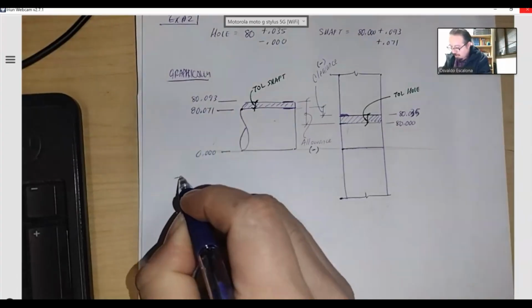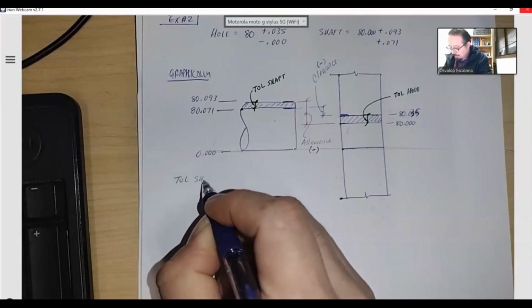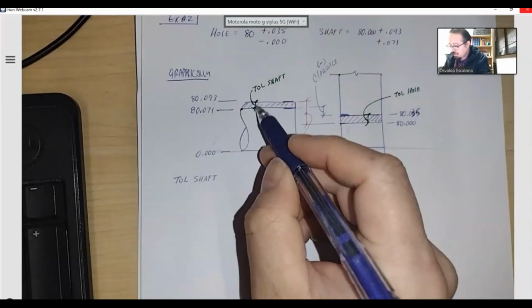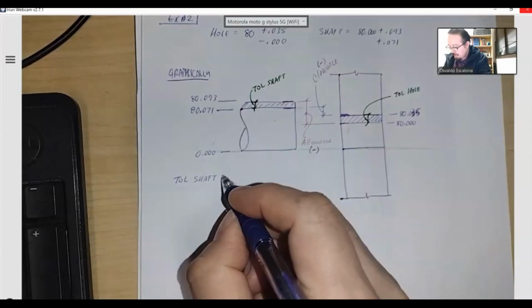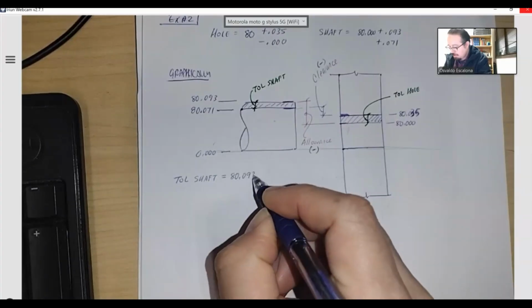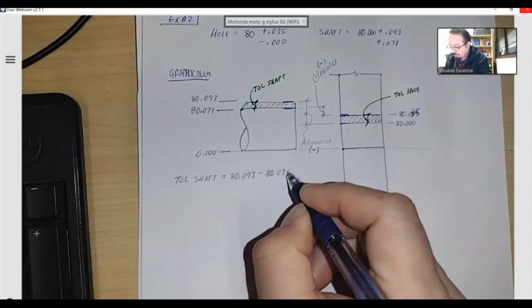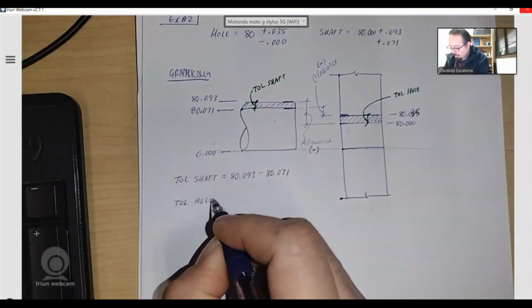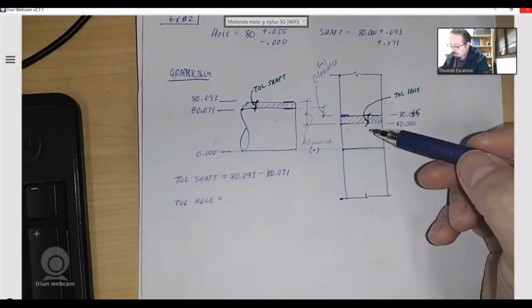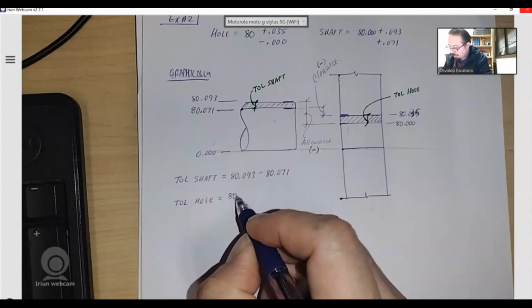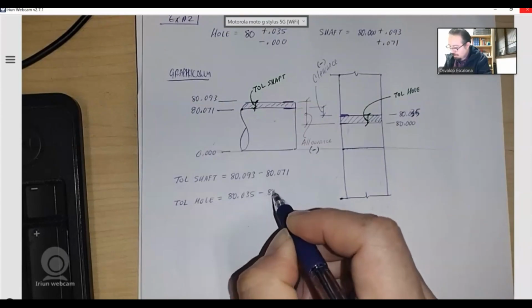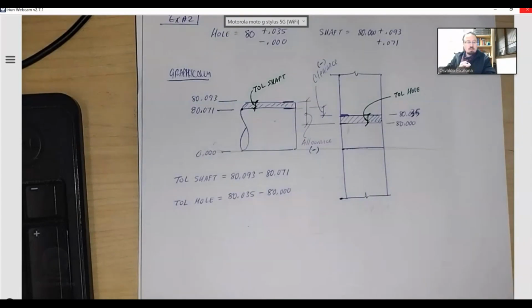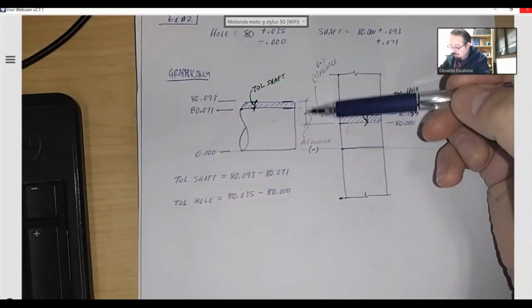Let's say the tolerance of the shaft, which again is just that difference, the distance from here to there, which means 80.093 minus 80.071. If I want the tolerance of the hole, it's just this little distance, so it will be 80.035 minus 80.000. If I want the allowance, I just need to find this distance.